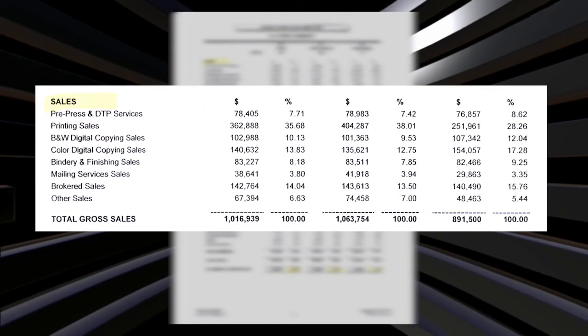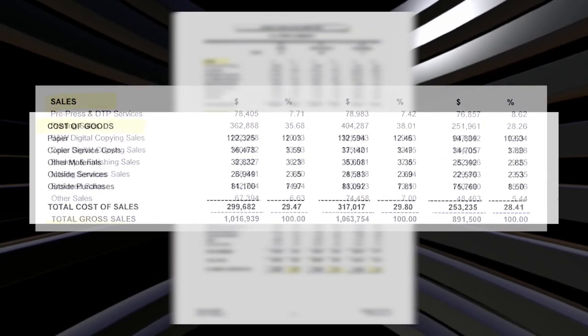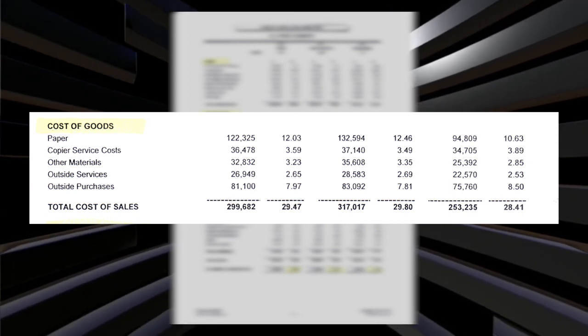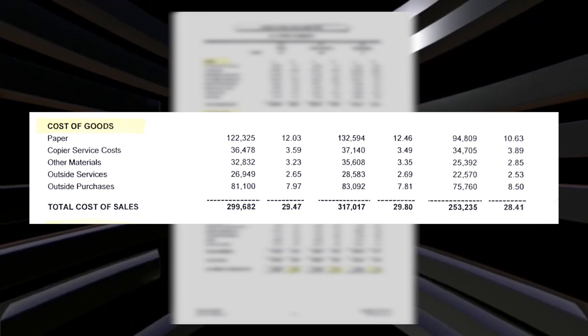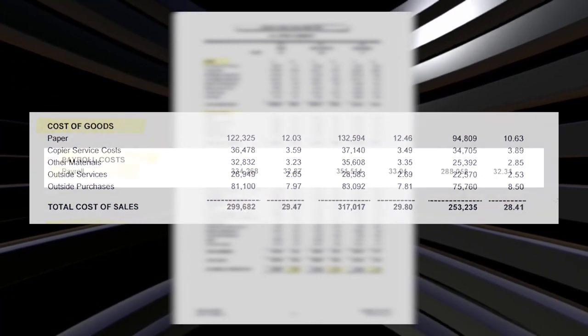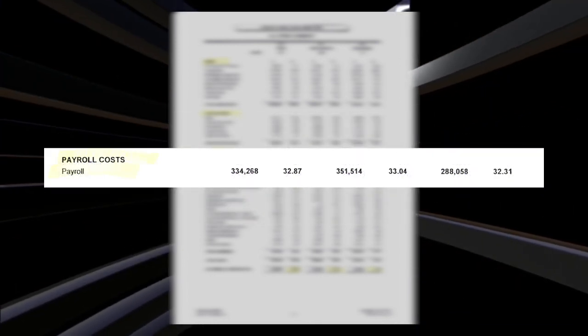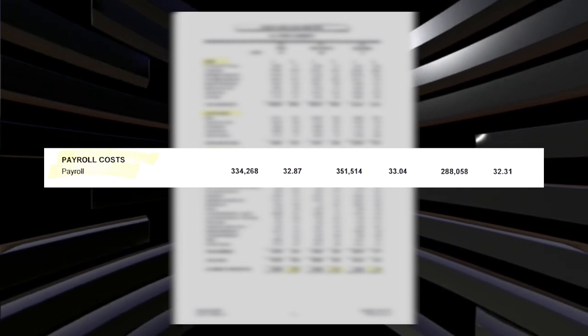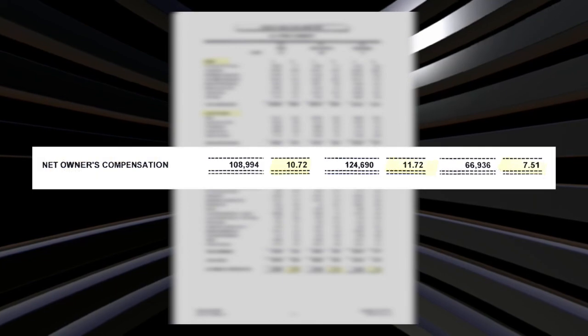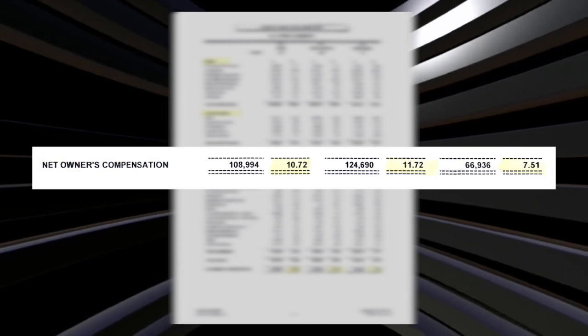How we break out sales is probably not that important, but we have cost of goods and the various items: paper, copier service costs, materials, outside services, brokered services, etc. Most important of all is this payroll cost. You must be breaking out payroll costs separate from all other expenses, and then we show overhead expenses, and then down at the bottom, we show average profitability. This benchmarking study is filled with these types of reports.